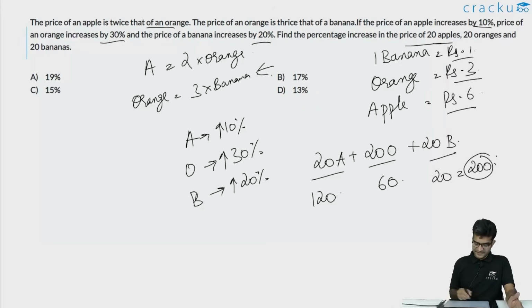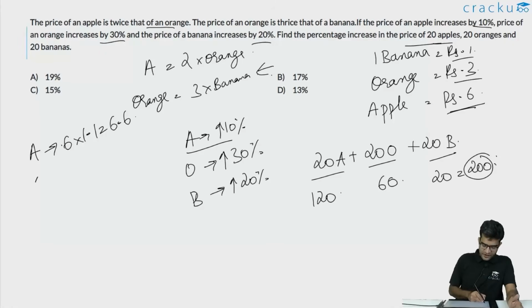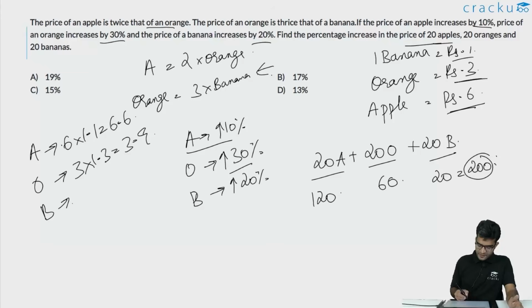After the increase, because apples have gone up by 10%, the price of an apple will be 6 into 1 plus 10%, or that is 6 into 1.1, which is equal to 6.6. The price of an orange has gone up by 30%, so it will be 3 into 1.3, which is equal to 3.9. And the price of a banana has increased by 20%. Initially it was 1 rupee, so now it becomes 1.2 rupees.